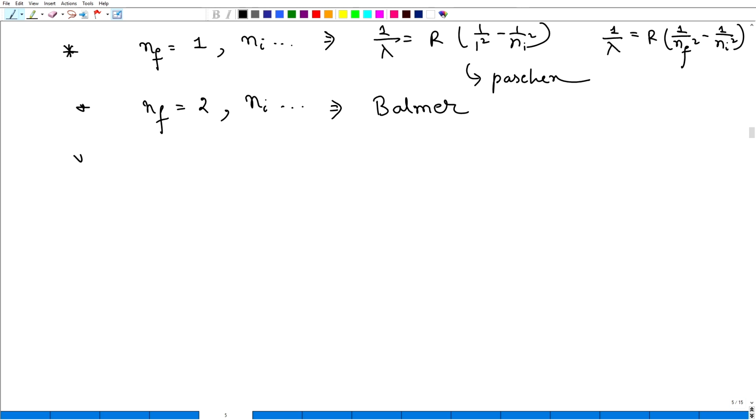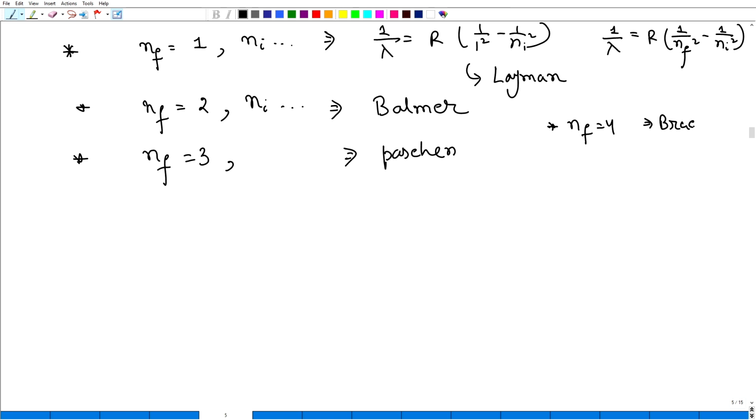So let me write it. For 3, it is, okay, not Paschen, it is Lyman. This is Paschen. N_f equals 4, this is Brackett, and N_f equals 5, Pfund. It is actually found. Okay, so these are the series.